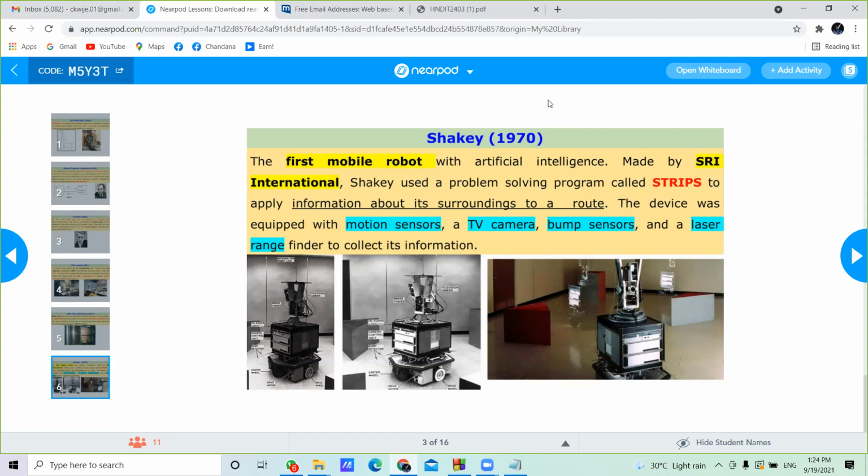This was the first mobile robot developed by SRI International. They used a specific logical language called STRIPS. Today, there are more developed languages like Lisp or Prolog used to do artificial intelligence work. At that time, STRIPS was very popular. Shaki also contains motion sensors, TV cameras, and bump sensors to capture the things around it.